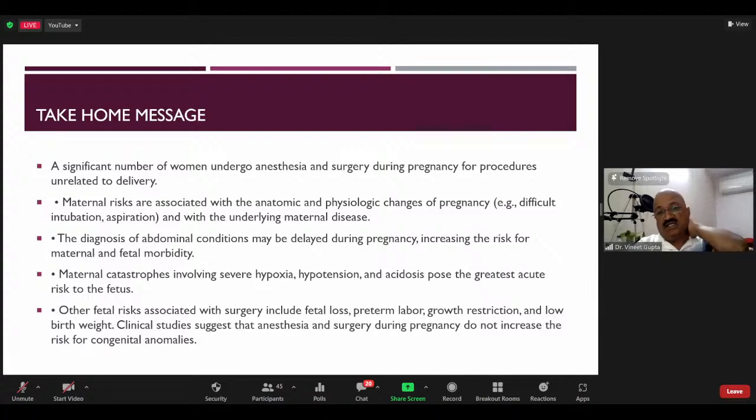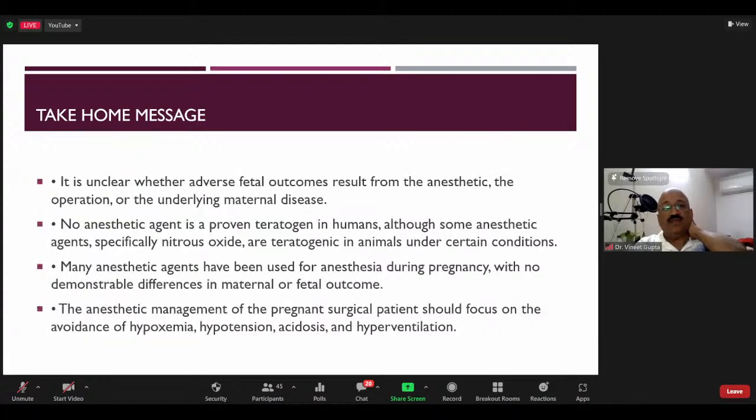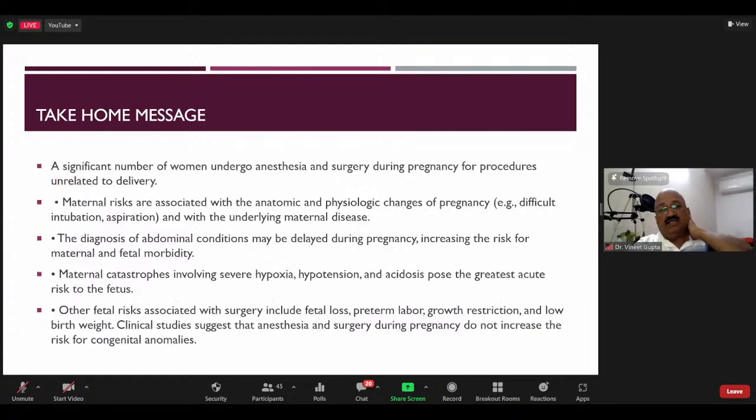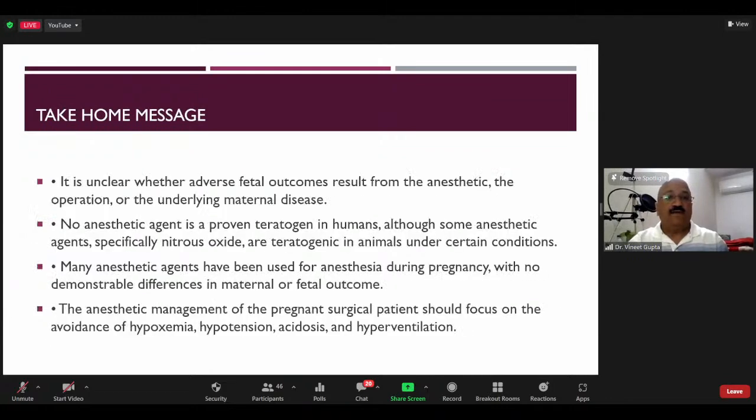Clinical studies suggest that anesthesia and surgery during pregnancy do not increase the risk of congenital anomalies. The point here is the brief period of exposure. So we should not blame the surgery and anesthesia per se for any kind of congenital anomalies if it is found later on after the delivery of the baby. It is unclear whether adverse fetal outcome results from the anesthetic, the operation, or the underlying maternal disease.